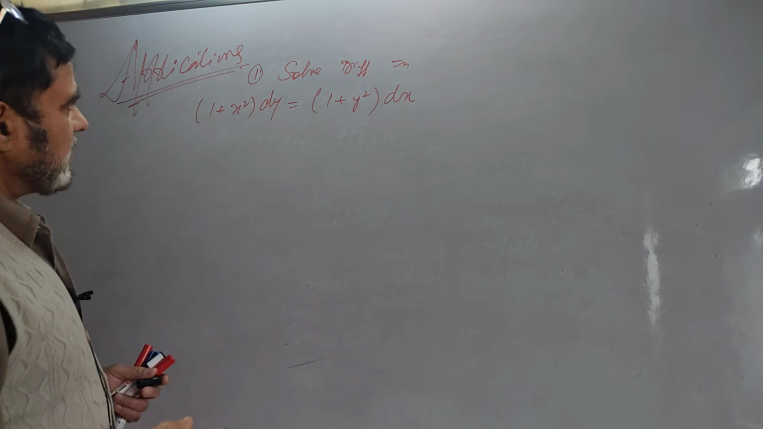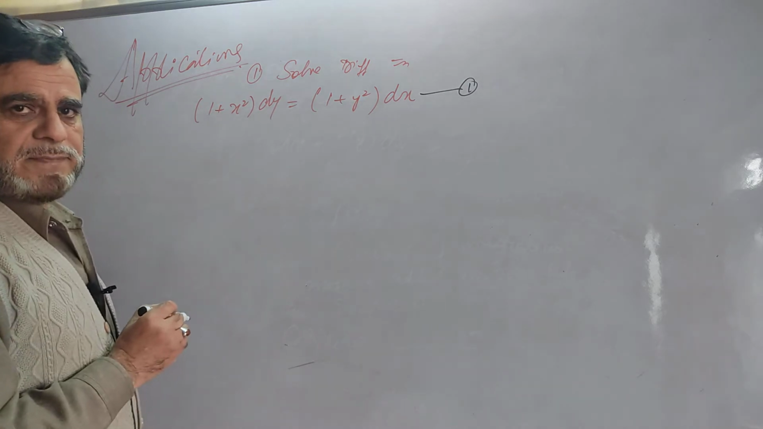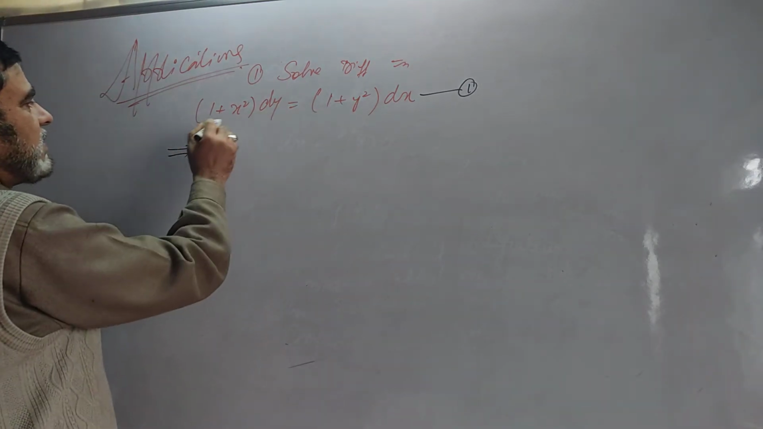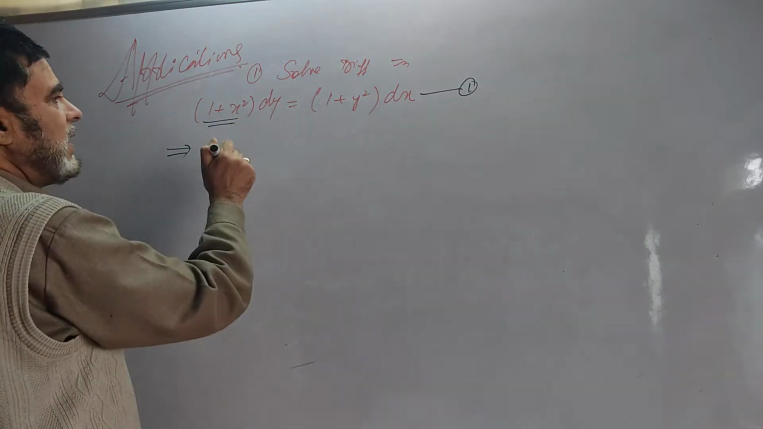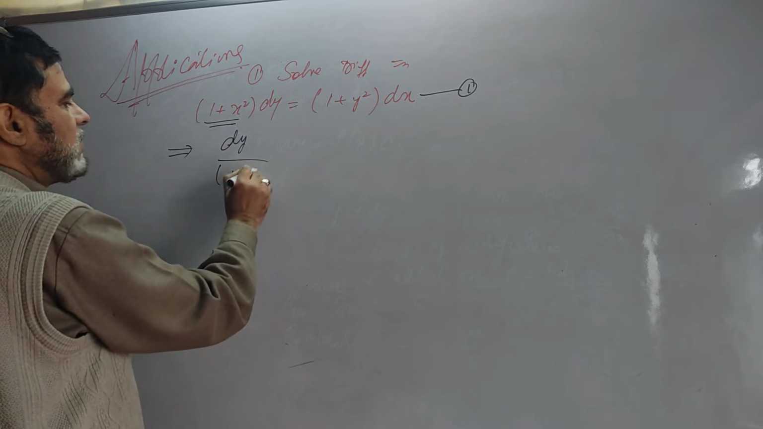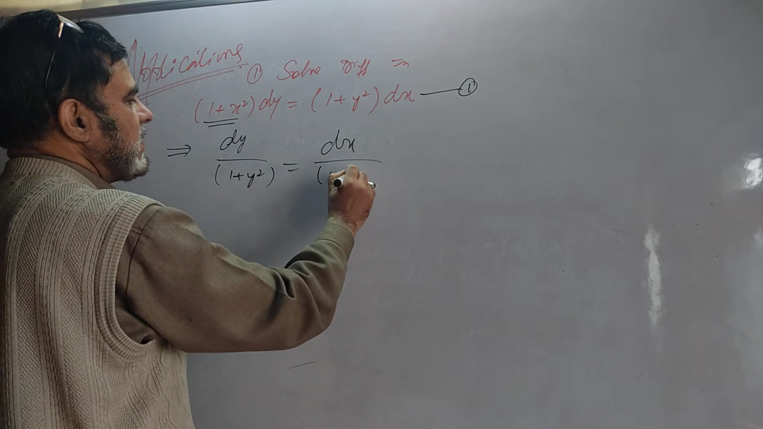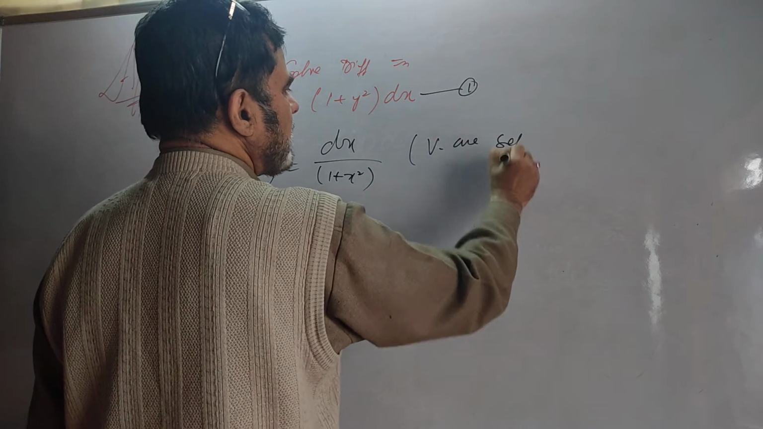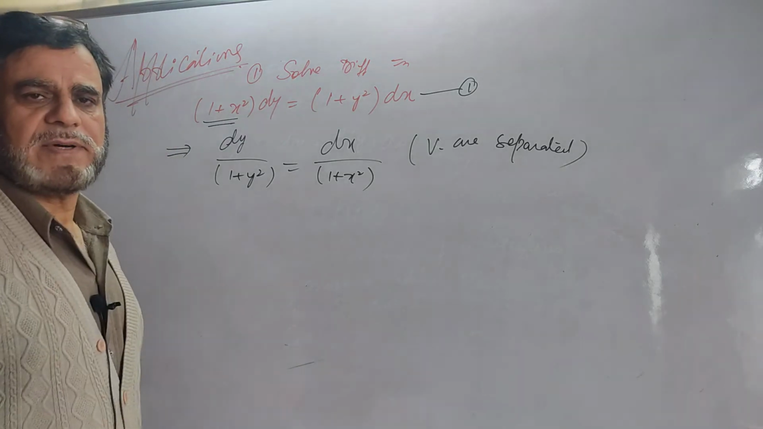Let me look at this problem. Can I separate the variables here? Yes, I can separate. This is my x function with dx, this is the y function with dy. I can write dy by 1 plus y square is equal to dx by 1 plus x square. That means the variables are separated now.